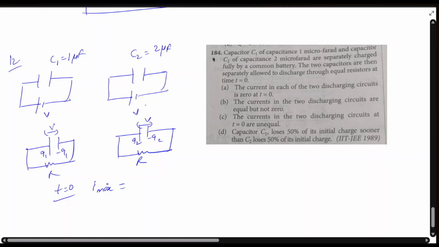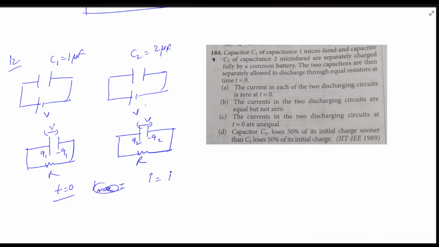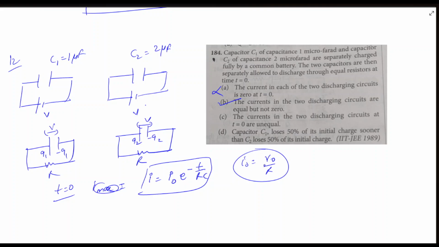So how will the current change here? It will be I naught e to the power minus t by RC. So it will be maximum at t equal to 0, so A is definitely wrong. The current in the two discharging circuits are equal but not 0. So this is correct. Why is it equal? Because, let's find I naught. I naught will be V by R, and both are charged with V potential, right? So B is correct. The current will be the same in both. The current in the two discharging circuits at t equal to 0 are unequal. So this is wrong.